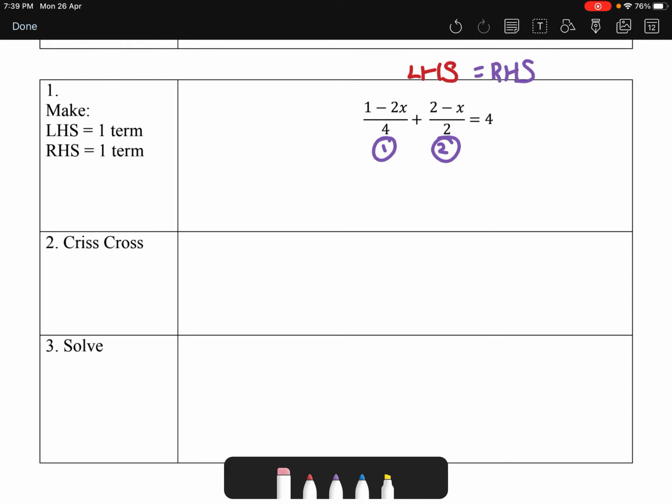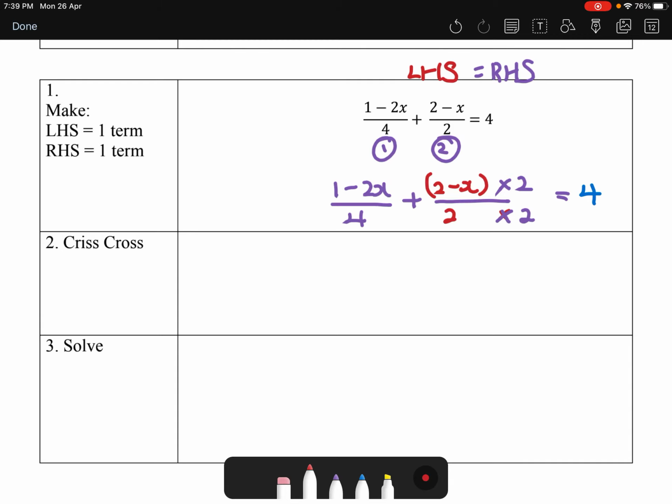But if I want to combine them together, I need to make the denominator the same, which is 4, right? So I just put here 4, 1 minus 2x plus, here is 2 minus x. Remember your bracket, because 2 minus x is at the top. Then you multiply by 2 here, because you want to make the denominator of the second term from 2 to 4. So multiply by 2 times 2 on the top, equal to 4.